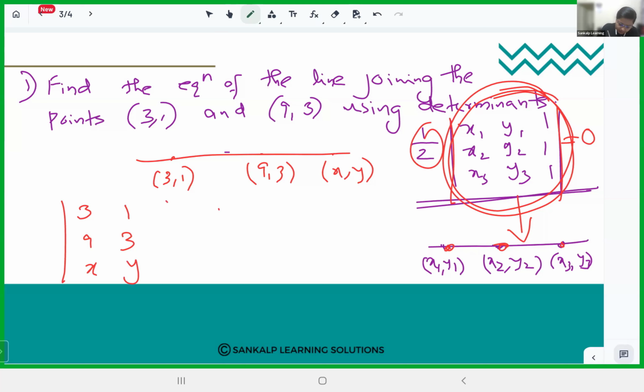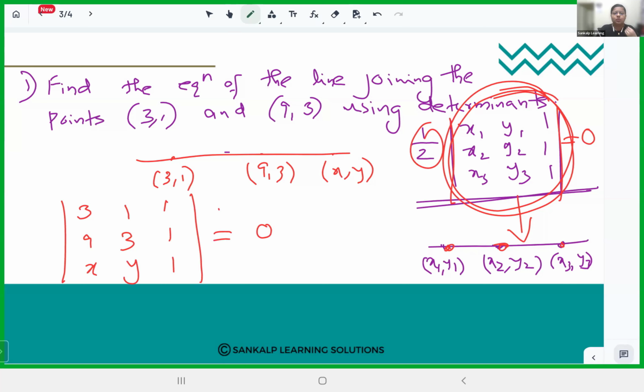All right. And the third column, all the members are 1. Okay, this is equal to 0 because all the 3 points lie on the same line or they are collinear. So the determinant value will be equal to 0.